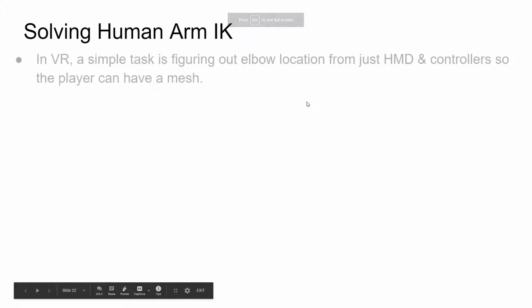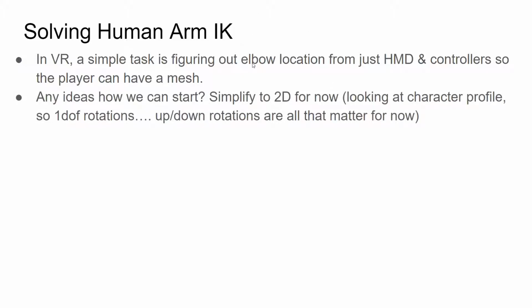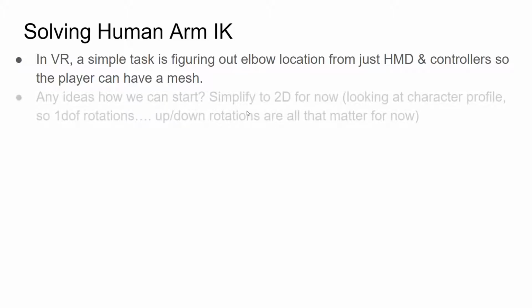So in this example of arm IK in VR, it's a pretty simple task, and it's becoming more and more common to figure out the elbow location. And remember that in VR we typically only track the headset and the controllers, but we might still want the user to have a mesh so that they can see themselves in mirrors, they can interact with other people, they can customize their avatars, and so on. And based on previous lectures, we know what the benefits of being able to customize your avatar are.